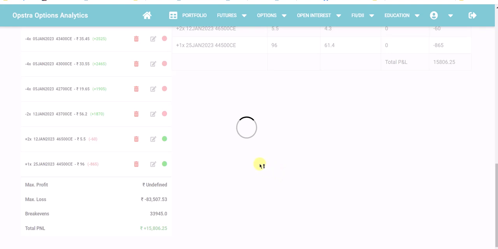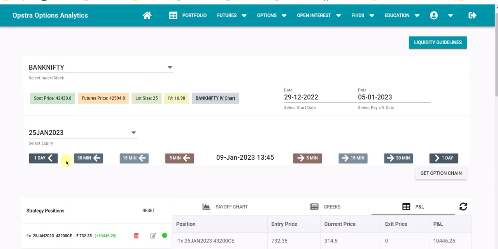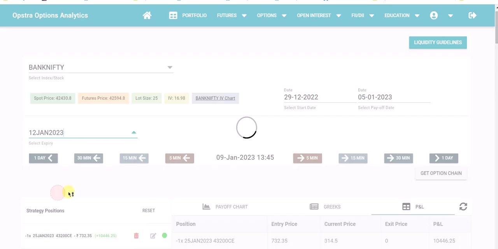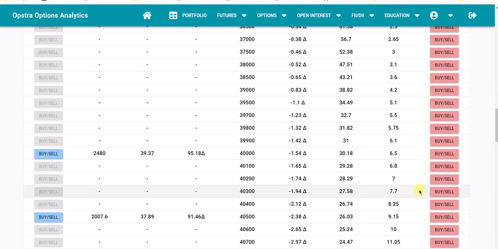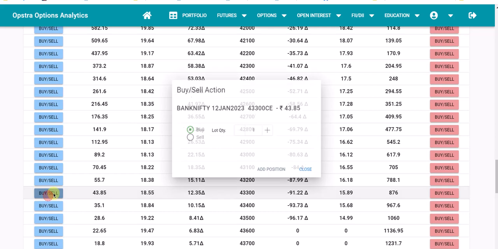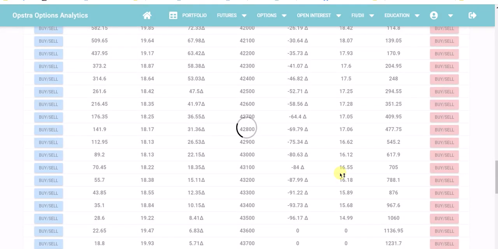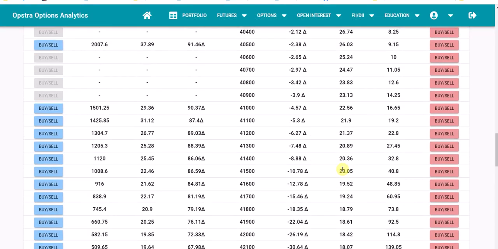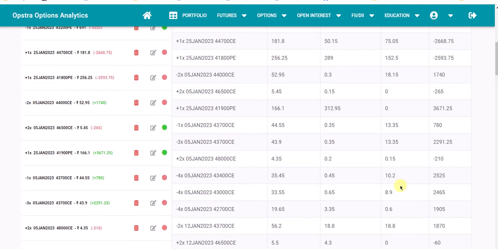So what's that? And we want 12th expiry, right? Get option chain. Somewhere around 43 I'll sell 2 lots. And how is our buy leg of the week? So still good. And we have this.